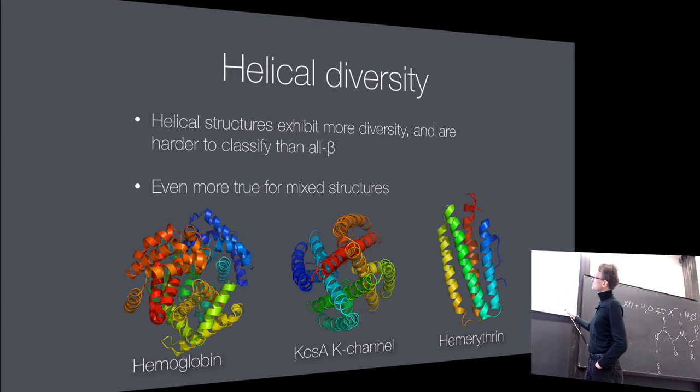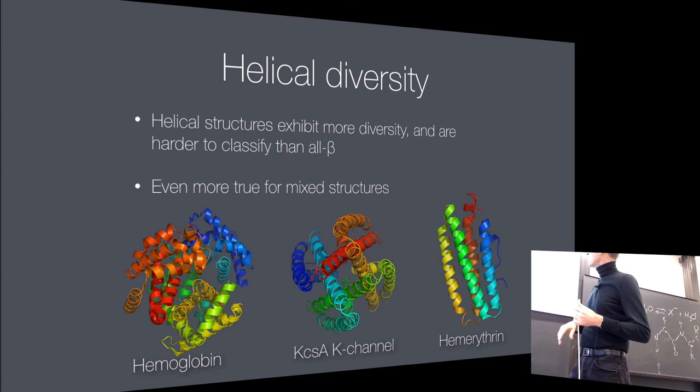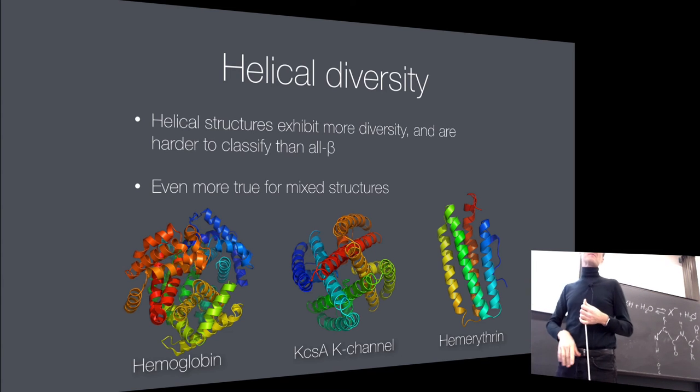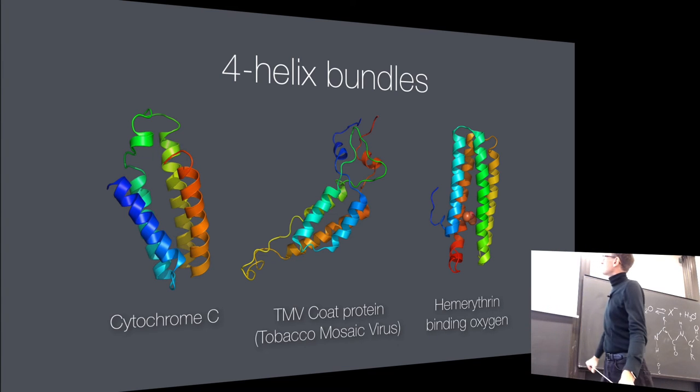Or under some conditions, you can put all of them nicely parallel. They're not exactly parallel, but they're relatively parallel. Let's have a look at all these. They're simple, so let's start with them. If you have four helices and put them together, we just call them four helix bundles. And there are a bunch of different ways we can draw that.